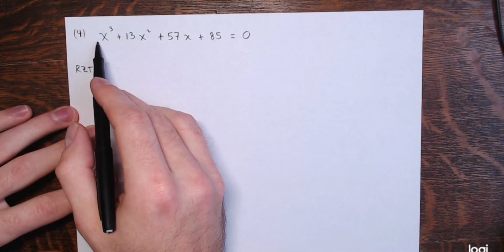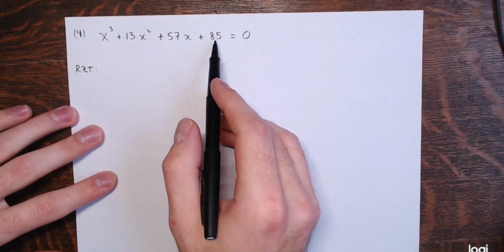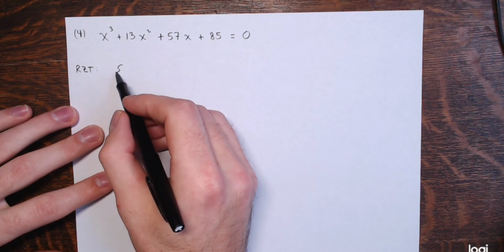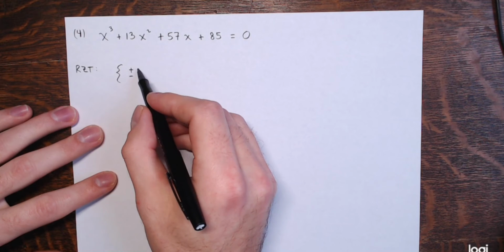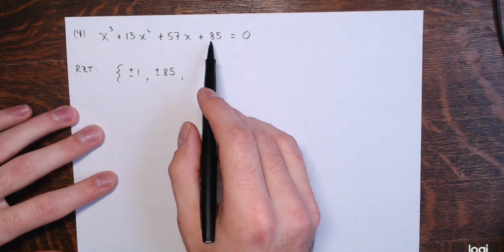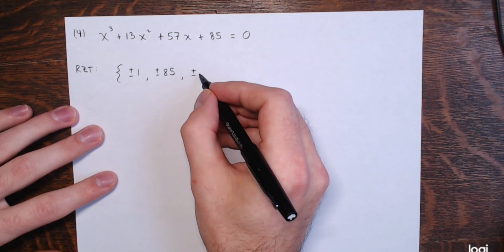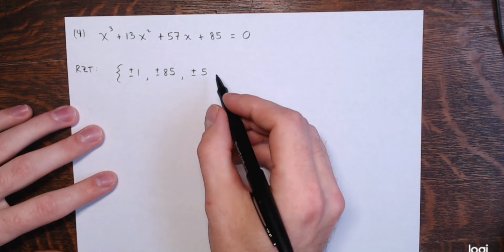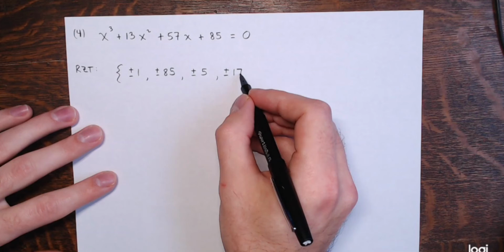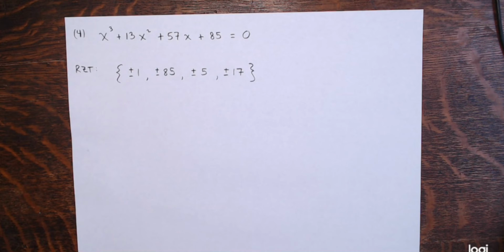And the lead coefficient's 1, right? So the only numbers that are possible rational zeros here are the factors of 85. So I'm just going to write the list: plus or minus 1, plus or minus 85, right? 1 times 85. Let's see, 2, 3, no. 5 obviously goes into it, it ends in 5. So plus or minus 5, and plus or minus 17, and I believe that's all, because that's just 5 times 17, and those are prime. Okay, so 4 numbers to check.